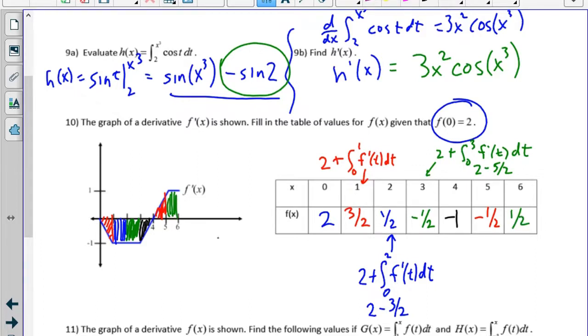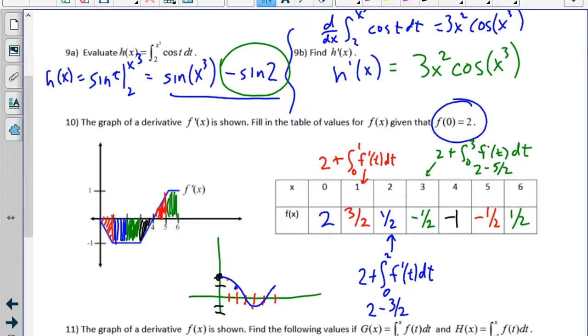If I wanted to graph f of x, I know that I start at 2, then I'm down to 3/2, 1/2, negative 1/2, negative 1, negative 1/2, and 1/2. So my graph looks something like this. I mean, it may not be exactly smooth, but it looks something like this.